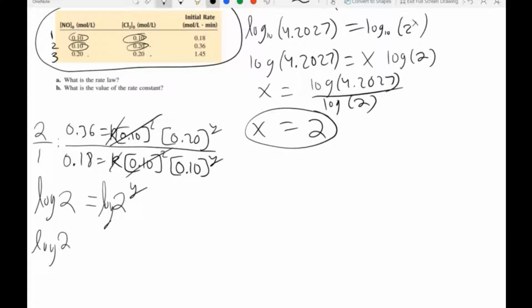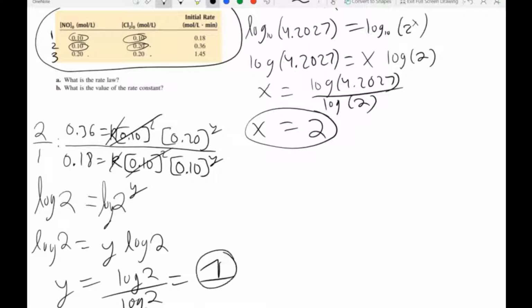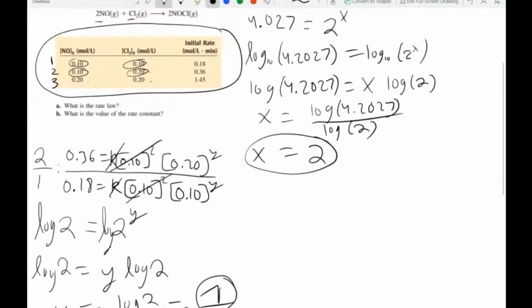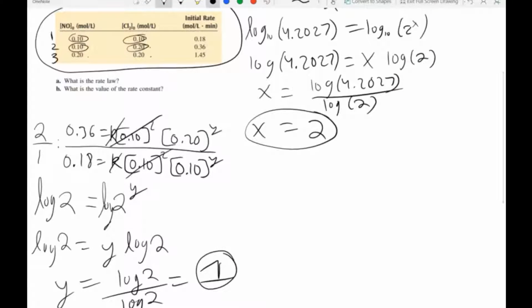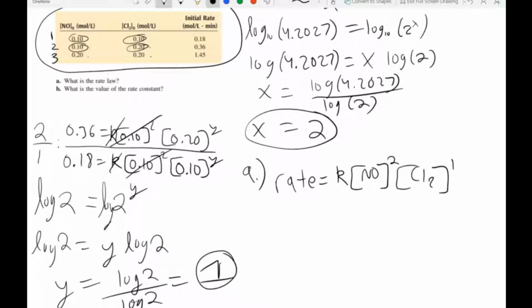Log of 2 equals y times the log of 2. So y will equal log of 2 divided by log 2, which is just 1. So now we have the exponents x and y. So what part A wants you to do is write the general template, but with the x's and the y's plugged in.